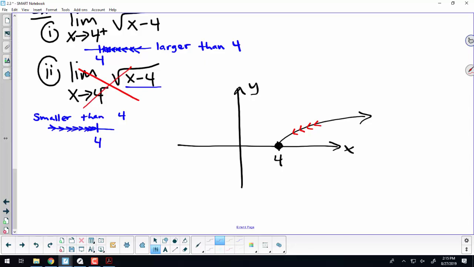So in that way, it is kind of like a piecewise function in the sense that we have to look at one-sided limits. But really the point of that is you don't need the graph to do those. Does anyone have any questions?